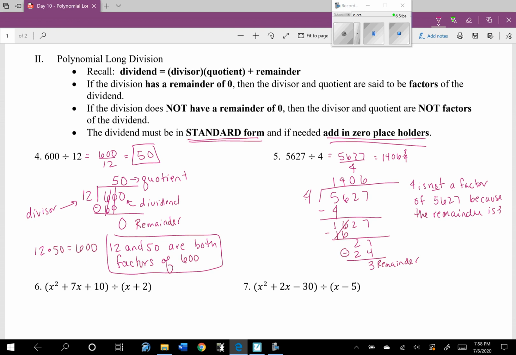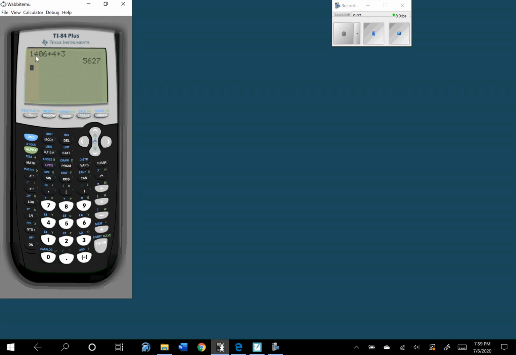is 3. And so remember we said the dividend is equal to the divisor times the quotient plus the remainder. So just to show you, if you were to plug that into your calculator, we have 1,406 times 4 plus 3, and that gives us our dividend.